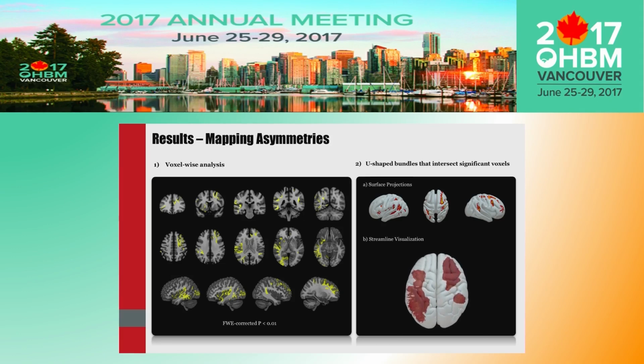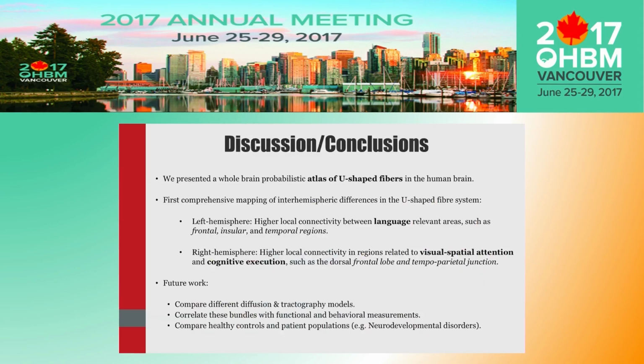So finally, to conclude, we were able to present, with a very easy and fast method, a whole brain probabilistic atlas of the U-shaped fibers. We were also the first to show a comprehensive map of an interhemispheric difference in the U-shaped fiber system, showing that in the left hemisphere, there was higher local connectivity for language-relevant regions, while in the right hemisphere, we saw higher local connectivity for maybe functions such as cognitive execution and visual spatial attention.